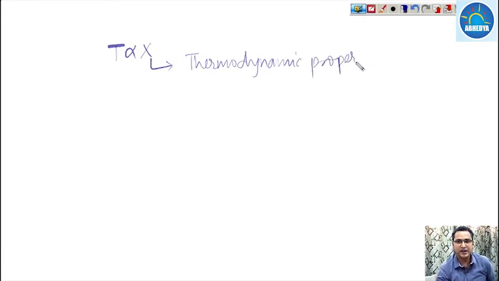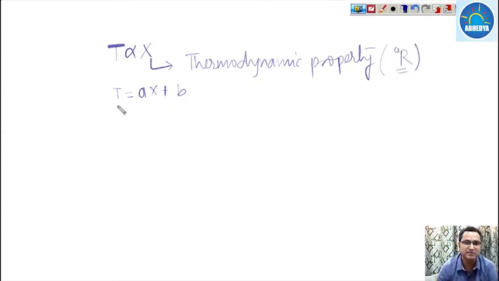Okay, and since we have given two reference points, that is the steam point and ice point, so we can take this T as ax plus b. And this thermodynamic property x, I am here taking as degree R, that is the temperature in the new thermodynamic scale. So at the ice point, where the temperature is 0, this 0 is equal to A times 100 plus B. This is my first equation.